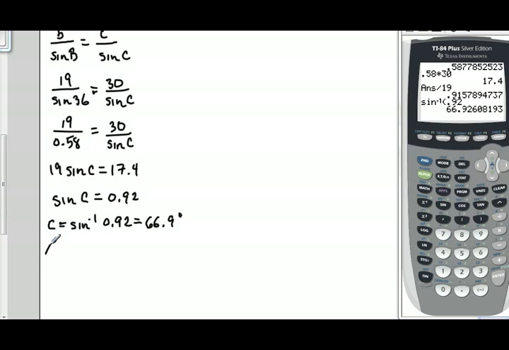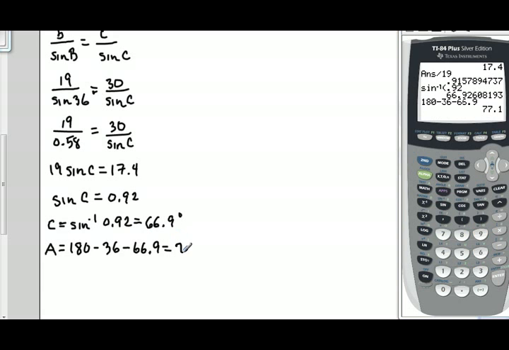All right, now we have two angles of the triangle, angle B and angle C. So let's go ahead and find the third angle, which would be angle A. Recall that the three angles of a triangle add up to 180 degrees. So in order to find the third one, if we know two of them, we do 180 minus 36 minus 66.9. And that gets us 77.1 degrees.